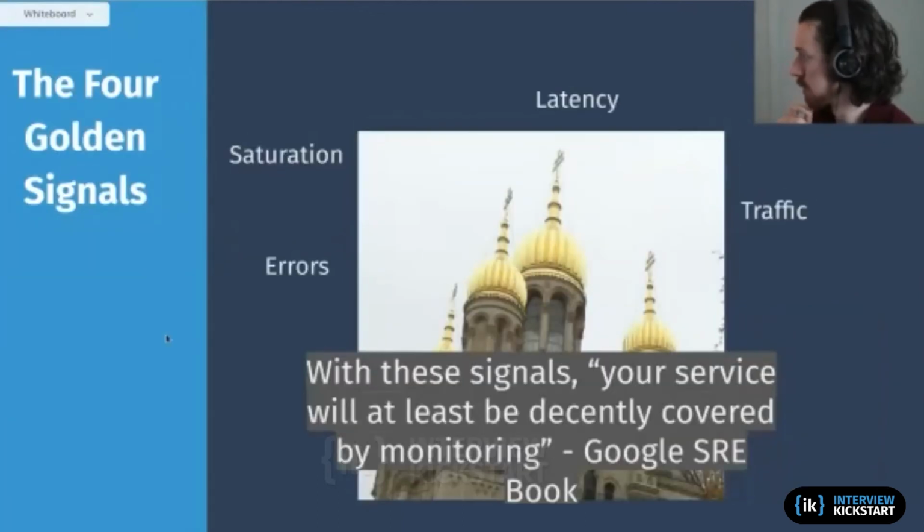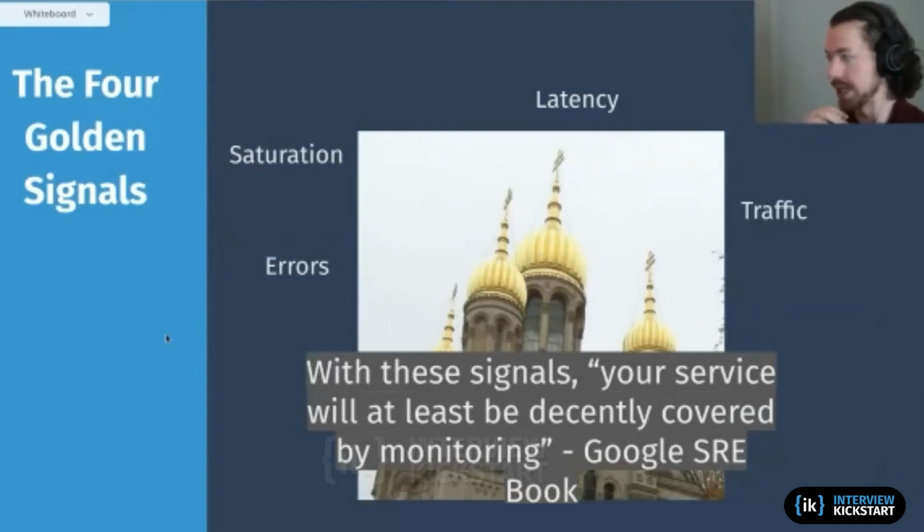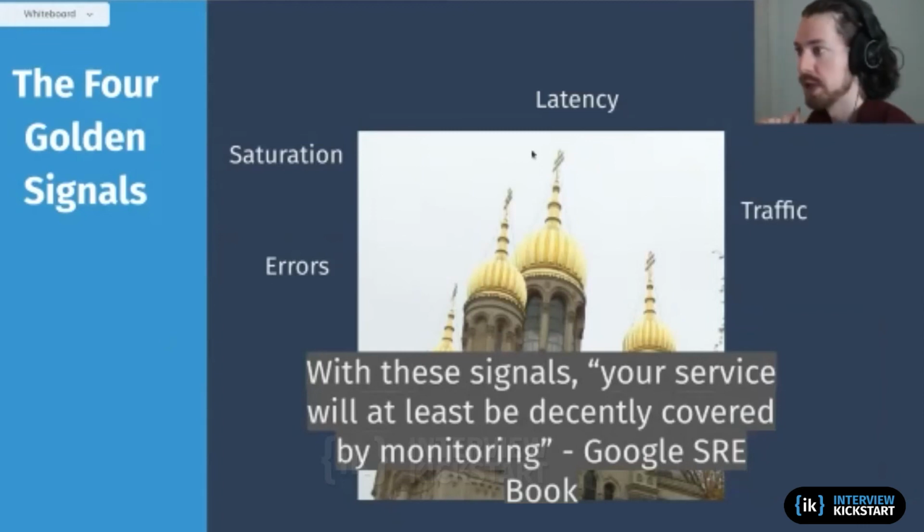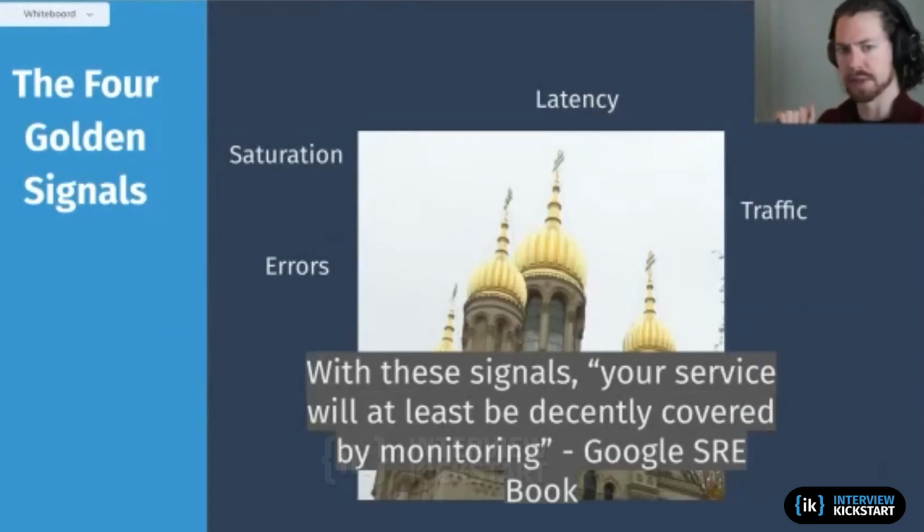So those are the four golden signals. And again, these come from the Google SRE book, which is a useful resource. I'll make sure to link that book. It's free online, so easy enough to find, even if you just Google it. But the Google SRE book is fairly the fundamental standard for how SRE is defined. Google really did shape that role quite a bit. But again, with these four signals, you'll be at least decently covered.